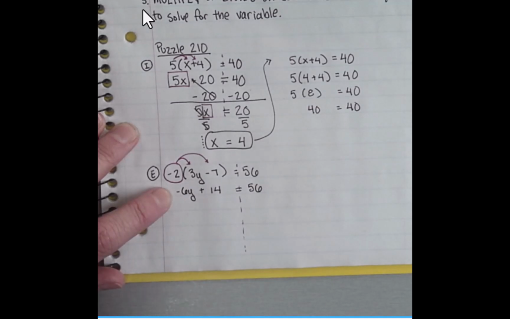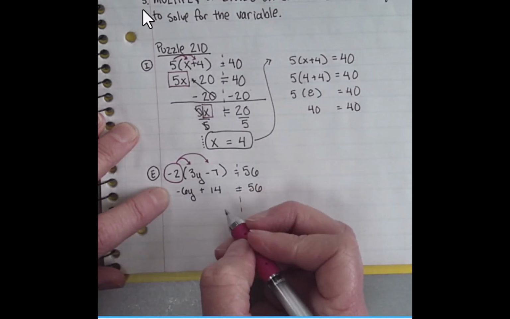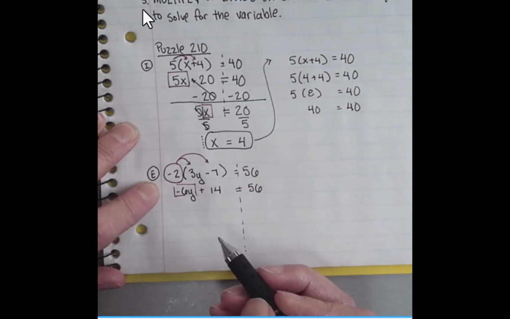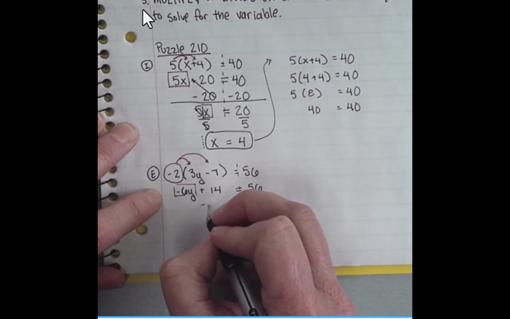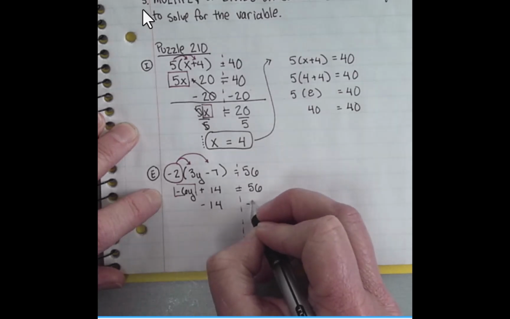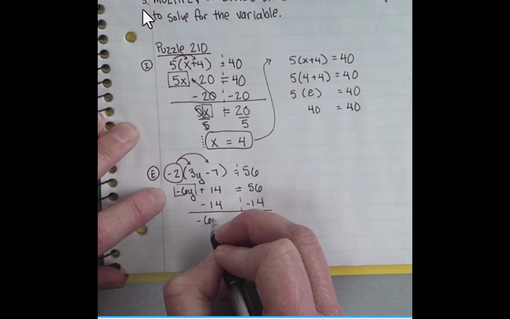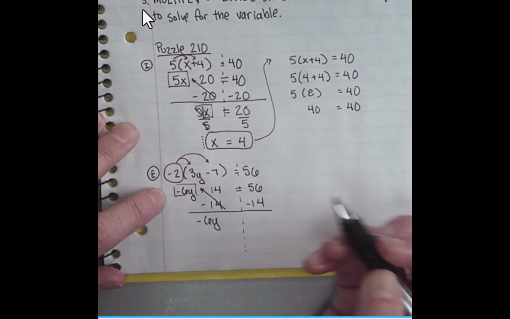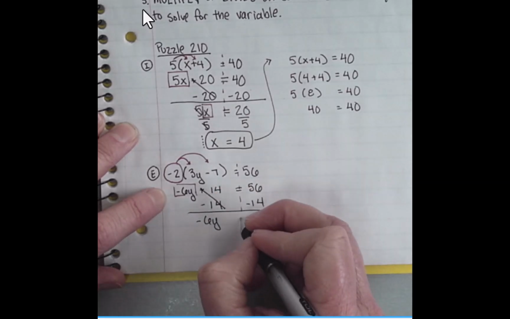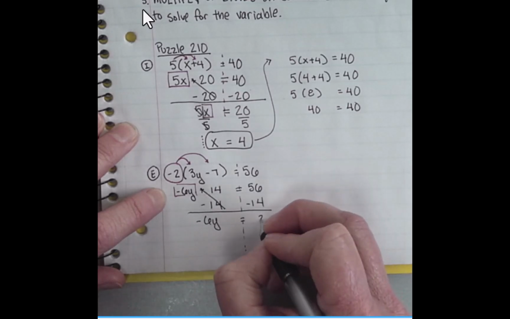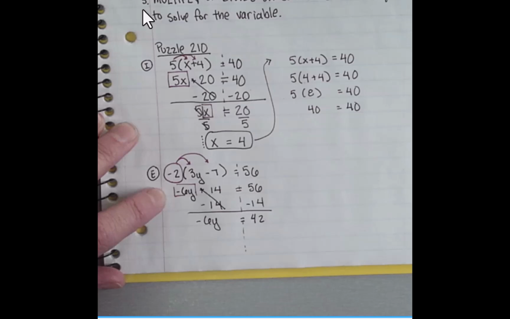Once we're here, everything is simplified that we can simplify. So let's try and isolate that variable term. We can subtract 14 to do that. Adding and subtracting is our first step. The positive 14 and negative 14 cancel. 56 minus 14 is 42.